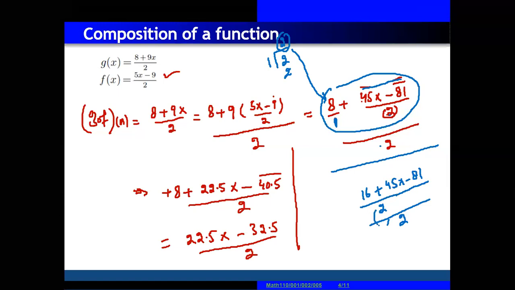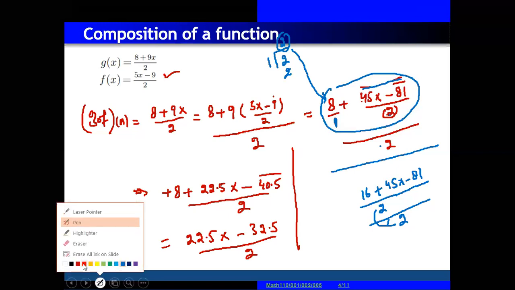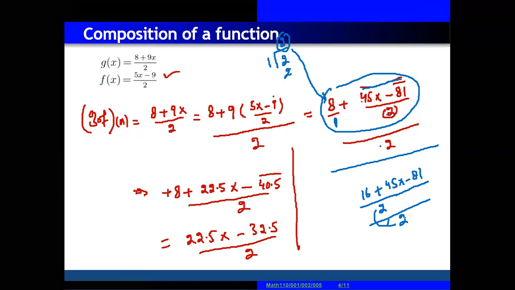Now simply 2 multiplied with 2, or if you want to write in the form of fraction over fraction, then you can write it in this way. Let me write. Also divided by 1: 16 plus 45x minus 81 divided by 2. This is a whole fraction divided by 2 over 1. So how can you do it? Far with far, like this, multiplied with 1, and near with near, 2 multiplied with 2.